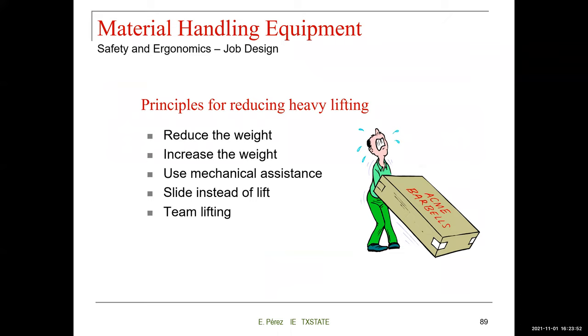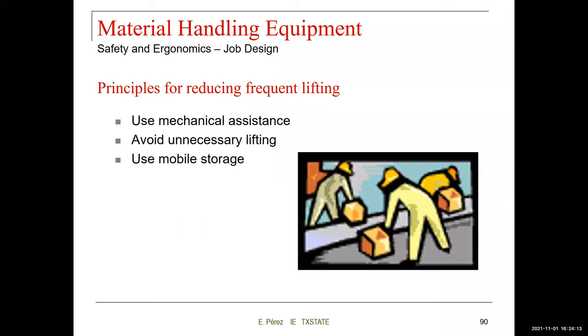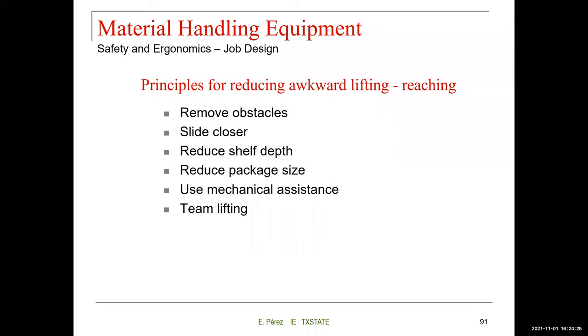Principles for reducing heavy lifting: obviously you can reduce the weight, use mechanical assistance, slide instead of lifting, and then use team lifting for very heavy boxes or product. Principles for reducing frequent lifting: use mechanical assistance, avoid unnecessary lifting, and use mobile storage. For awkward lifting: remove obstacles, slide closer, reduce shelf depth, reduce package size, use mechanical assistance, and also team lifting.